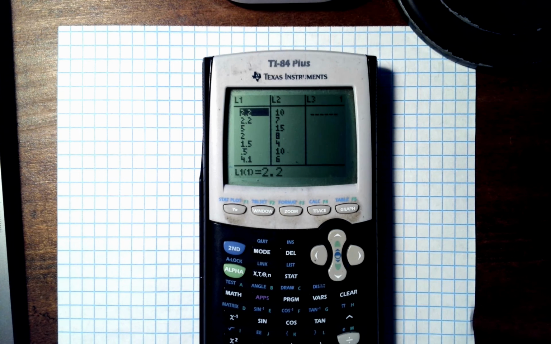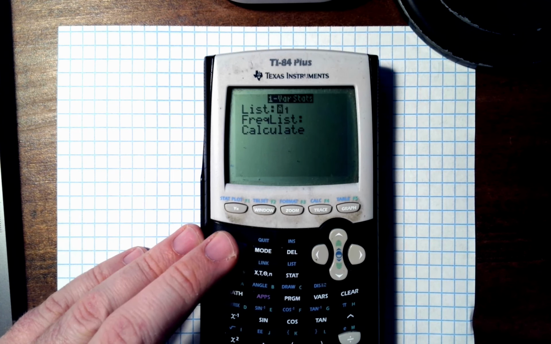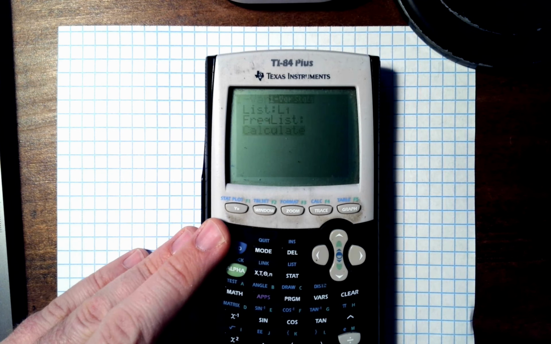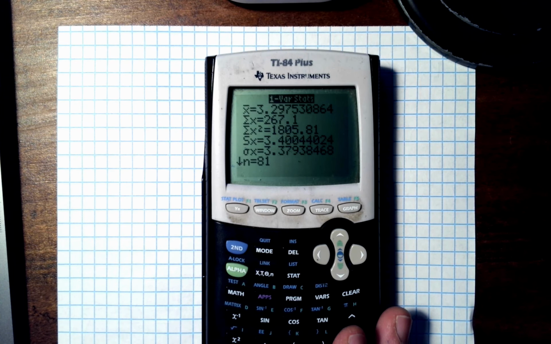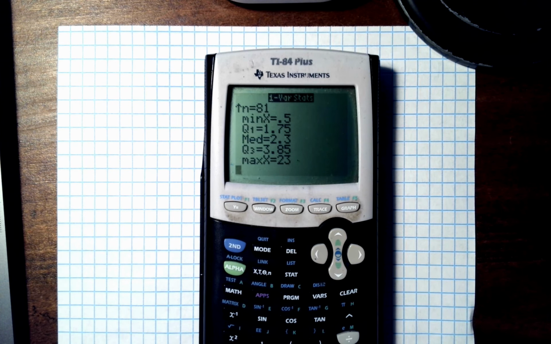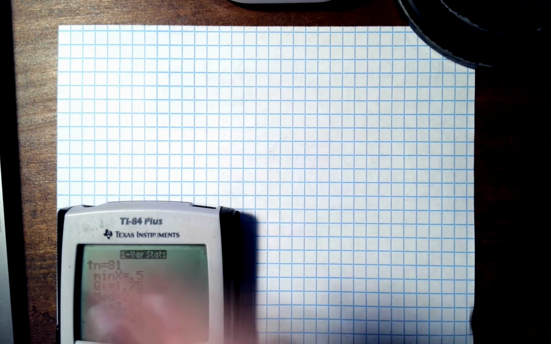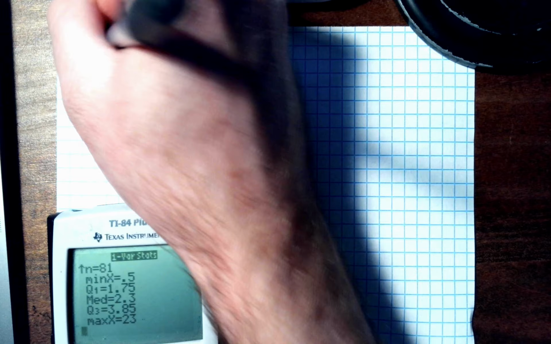To check for X value outliers, we're going to use the IQR rule. So our X values right now are all in L1. So I'm going to hit stat calc 1 variable stats on L1, which is my X values. So my X bar is 3.297, which I don't need for the IQR rule. I need that Q1 is 1.75 and Q3 is 3.85. So this is for my X values.